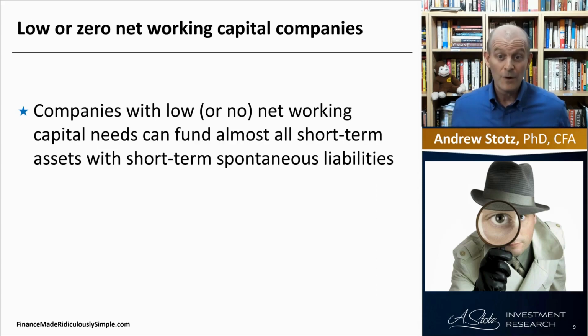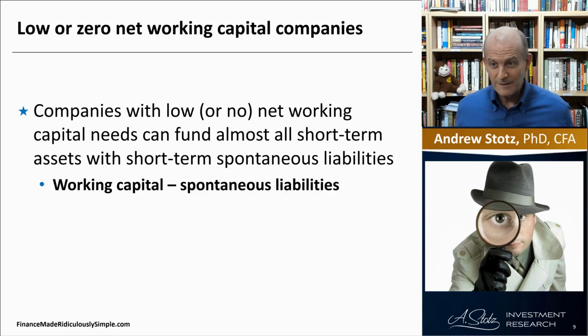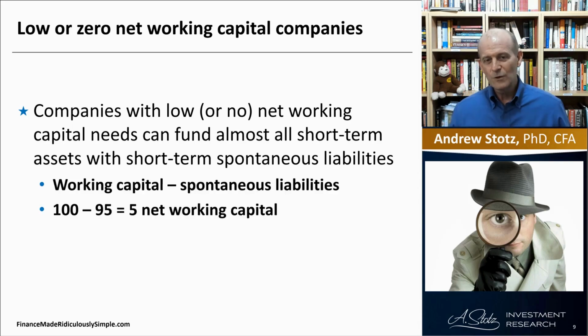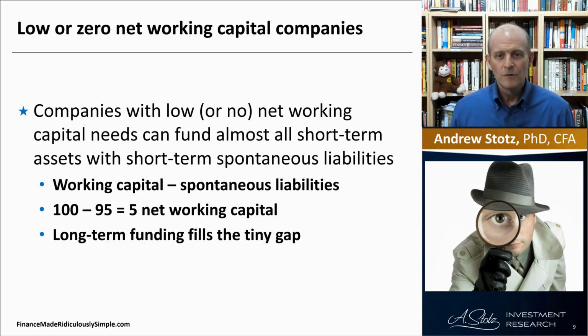Companies with low or no net working capital needs can fund almost all of their short-term assets with short-term spontaneous liabilities. So let's go back to our calculation, and we can see the working capital, meaning the assets, minus 95, meaning the spontaneous liabilities. There's just a 5 net working capital need in this case. Long-term funding, as well as some of the short-term funding that we accumulated in the diagram below, can fill that gap.